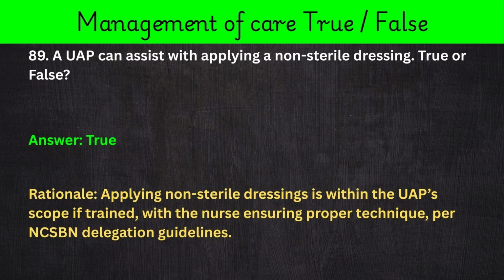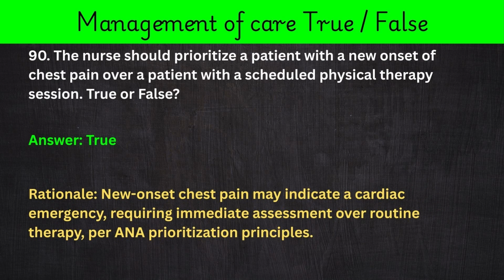89. A UAP can assist with applying a non-sterile dressing. True or false? Answer: true. Rationale: applying non-sterile dressings is within the UAP scope if trained, with the nurse ensuring proper technique, per NCLEX-PN delegation guidelines.